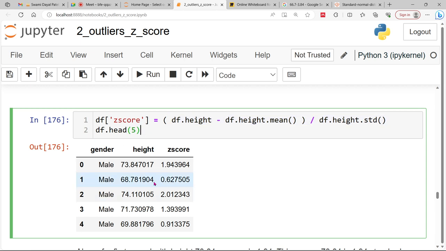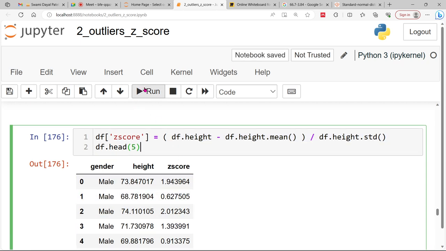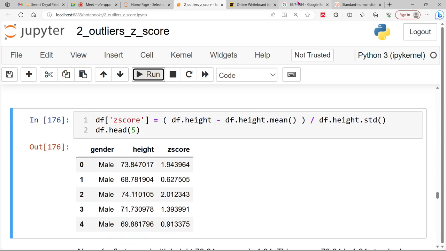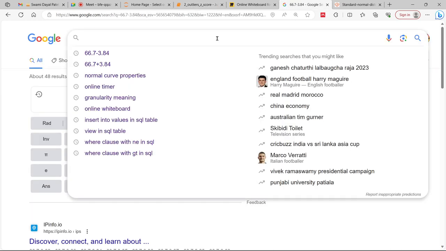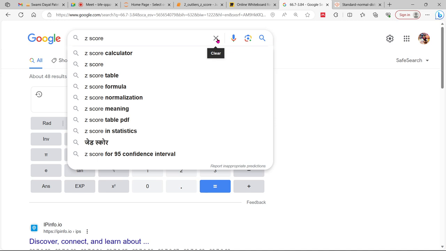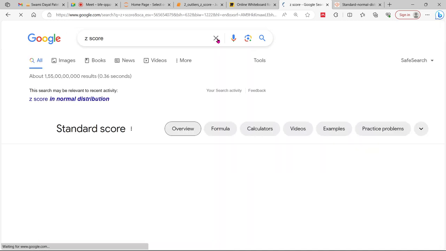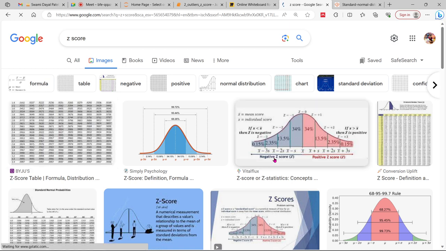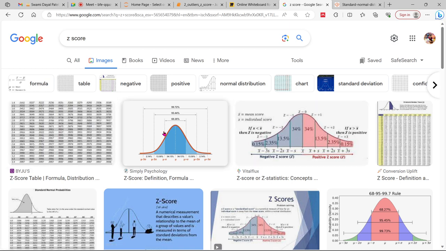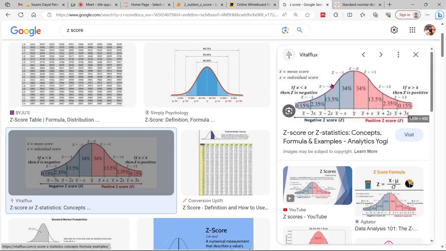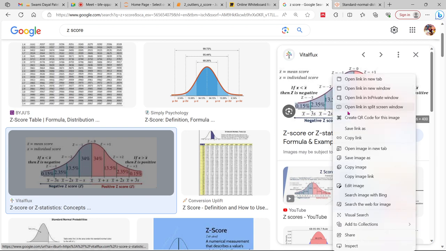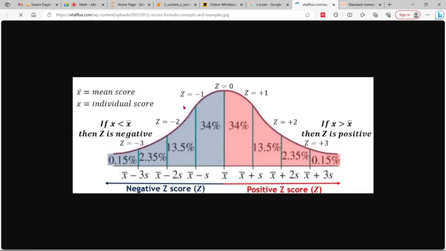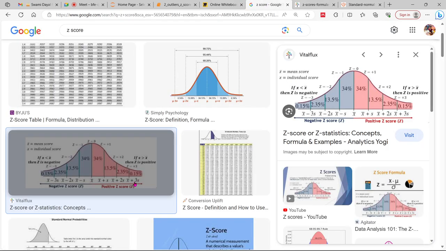So I'm going to calculate the Z score in a separate column. So let me go for the Z score formula. Z score images. Can you see? This is the positive, this is called positive Z score, right? On the right hand side, we have positive Z score. On the left hand side, we have negative Z score, right?